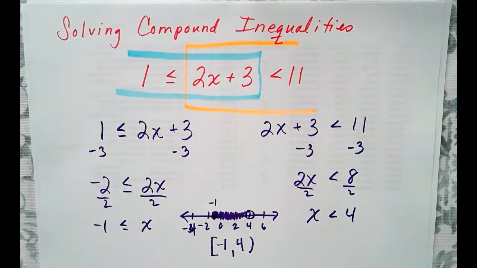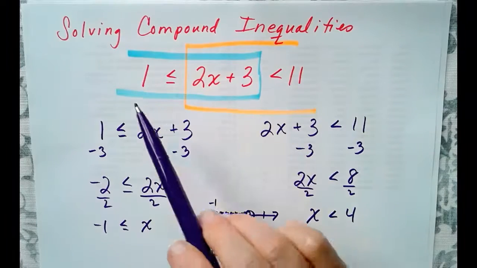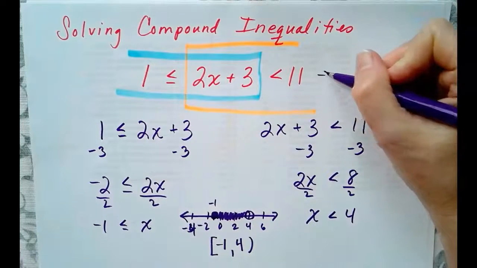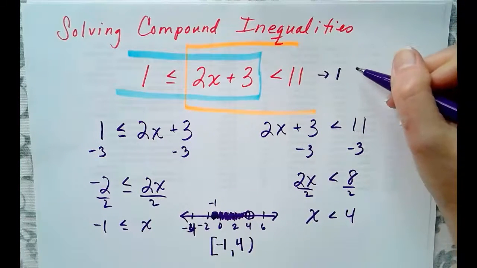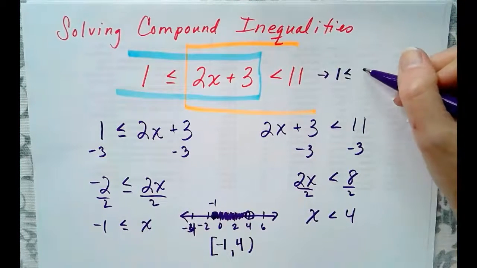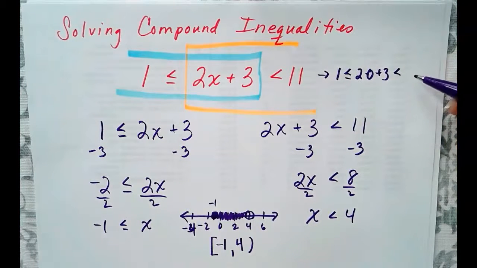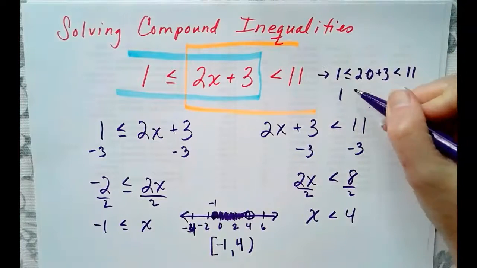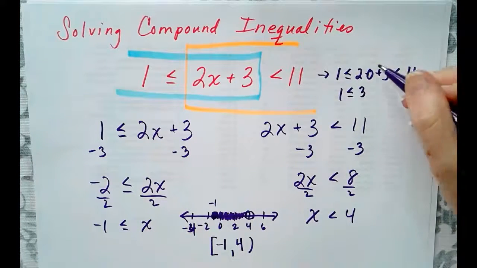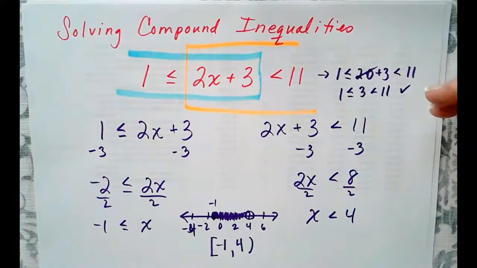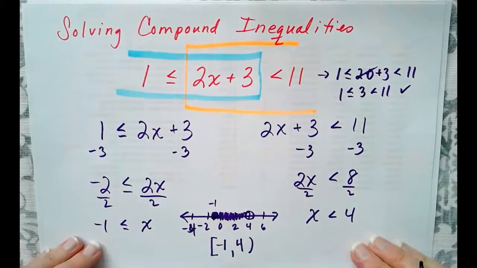So we can pick 0, which is in the solution set, and putting 0 back into the original inequality should make it a true statement. So is 1 less than or equal to 2 times 0 plus 3, and is that less than or equal to 11? So 1 is less than or equal to 3 because that cancels, and that is less than or equal to 11. So it's true. So that is a compound inequality.